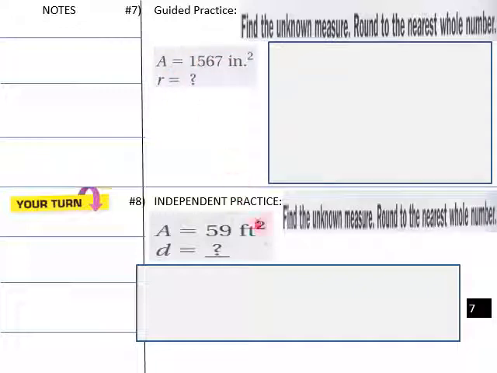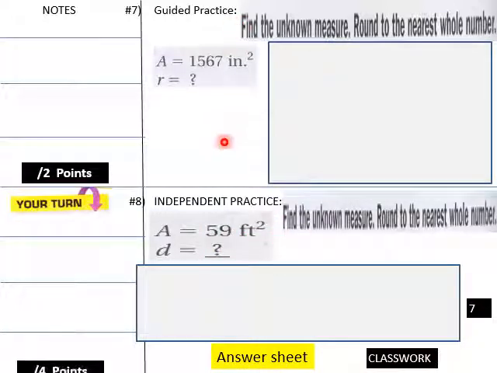What's our radius of our circle? And then down here, students, you have an area of 59 square feet. What's the diameter of a circle with that area? So we're going to do our guided practice now.